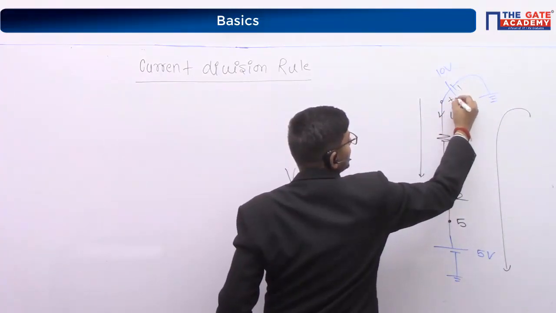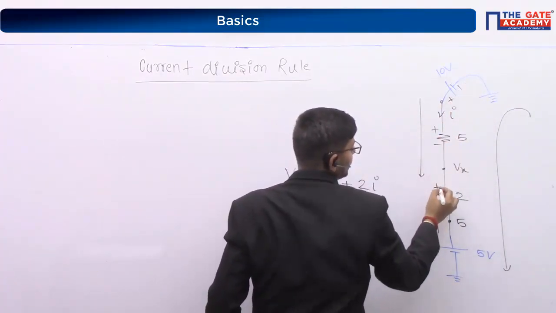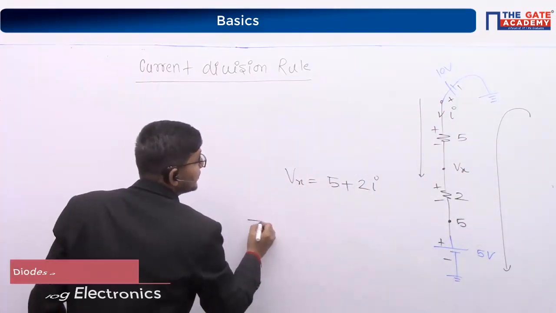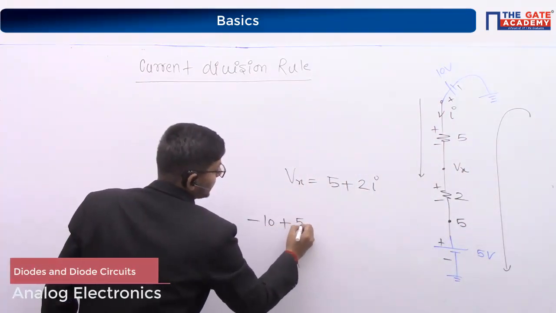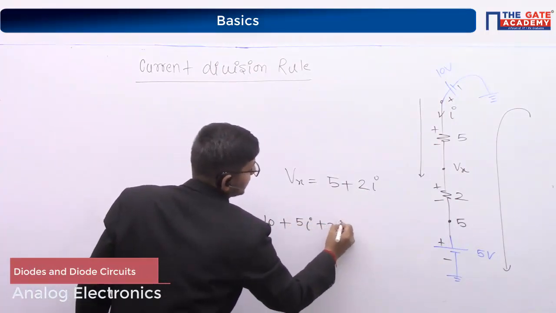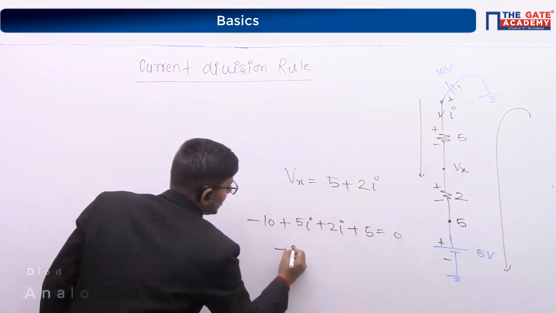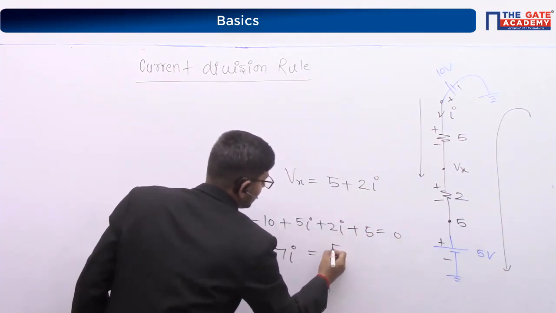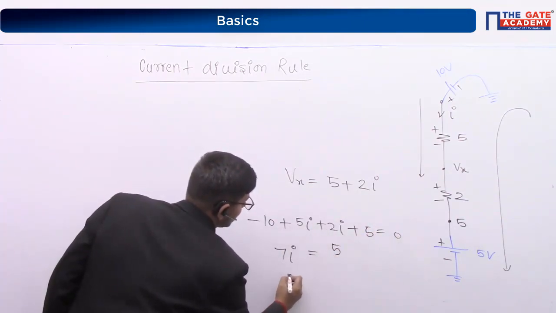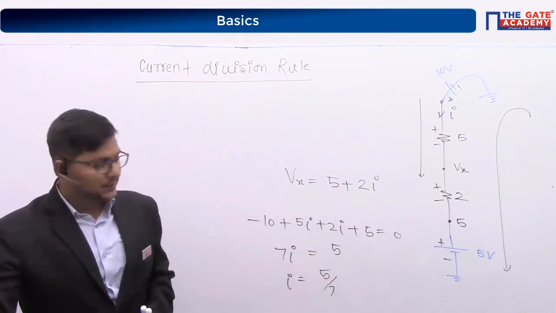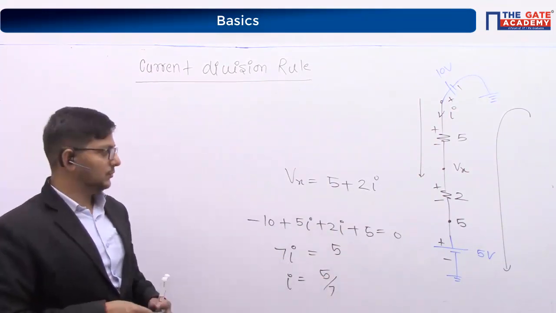This is negative. This is positive. This is positive, negative, positive, negative, positive, negative. Just apply the KVL. Minus 10 plus 5i plus 2i plus 5 equal to 0. 7i equal to 5. i will be equal to 5 by 7. Okay, let me proceed to the current division rule.